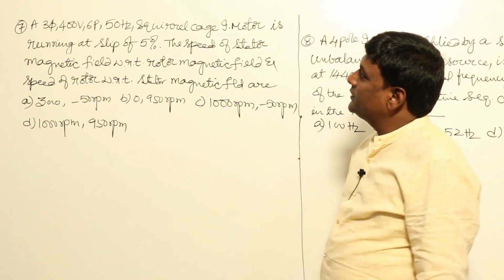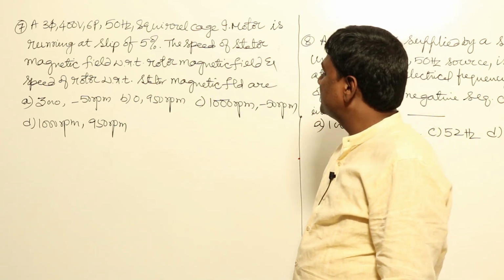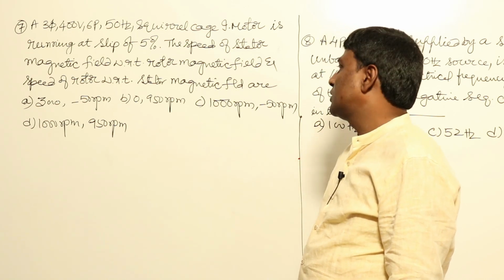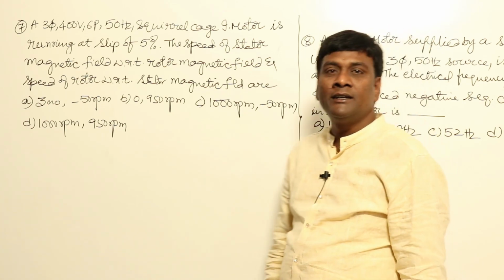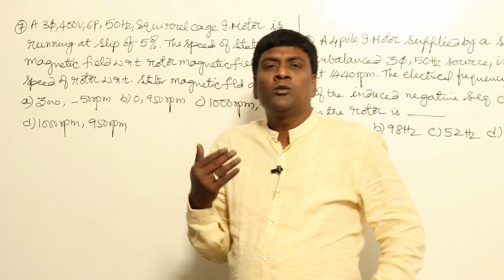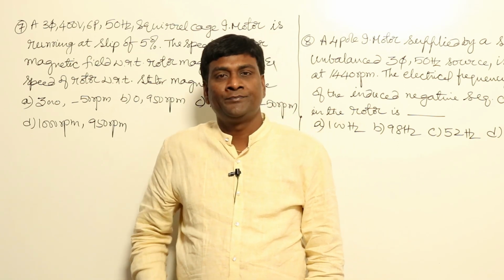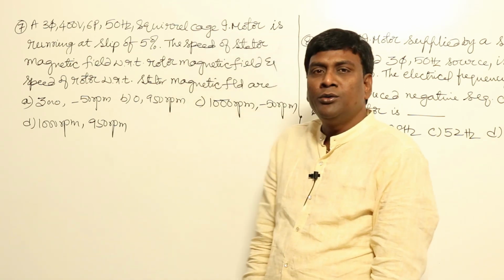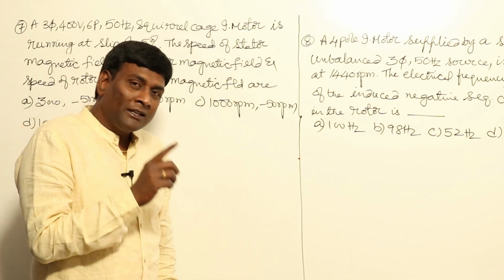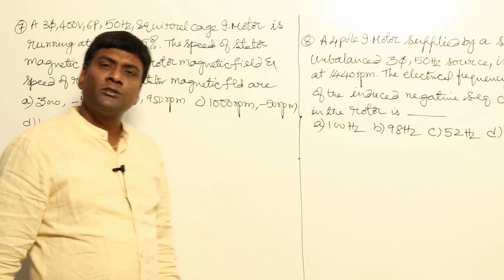In this question, a 3-phase 400 volt 6-pole squirrel cage induction motor is running at a slip of 5%. What are the speed of the stator magnetic field with respect to the rotor magnetic field, and the speed of the rotor with respect to the stator magnetic field? One thing: in order to have continuous electromagnetic torque, we discussed in the basic concepts of rotating machines at the starting, that the stator magnetic field and rotor magnetic field should be stationary with respect to each other. Otherwise, continuous torque is not possible.